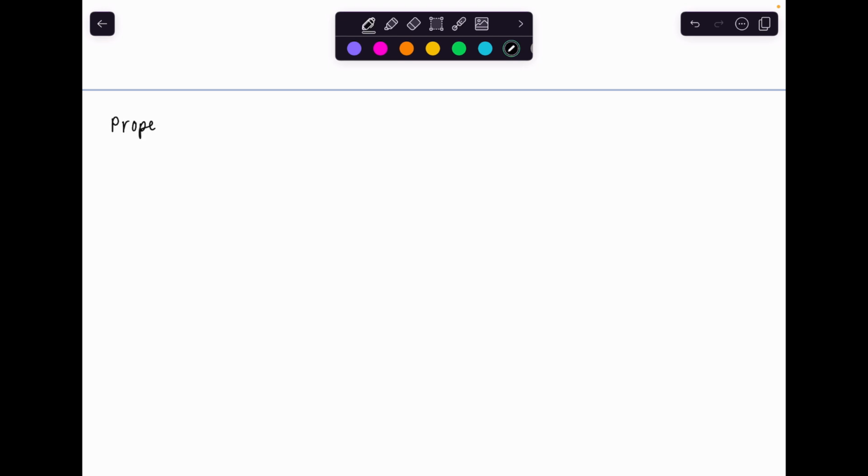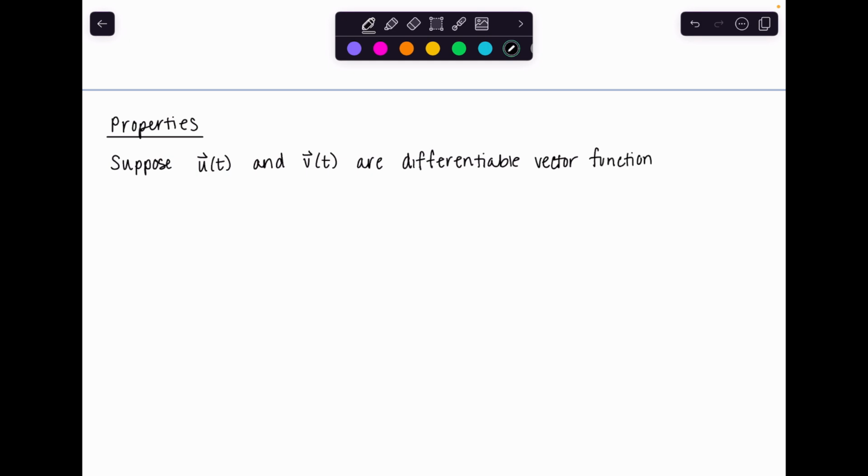So we have quite a few properties that we're going to go through. So we've got to set up what each thing is. So let's suppose that u of t and v of t are differentiable vector functions. c is a scalar, so again, just a number. And f of t is a real valued function. You may also call this a scalar function because you'll input t and you're just going to get a real number in return, not a vector.